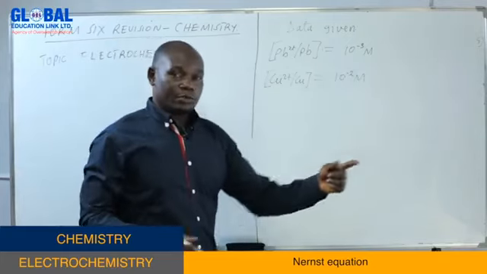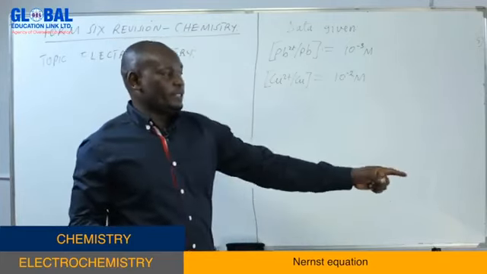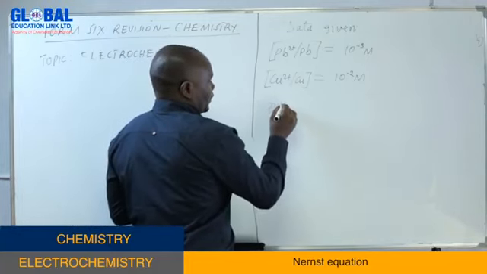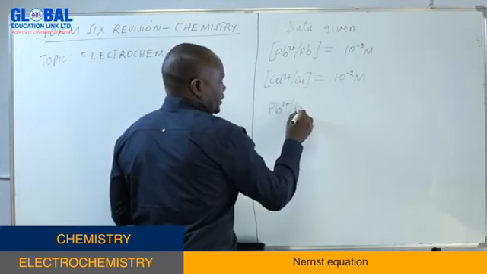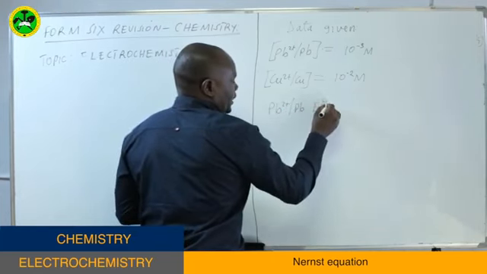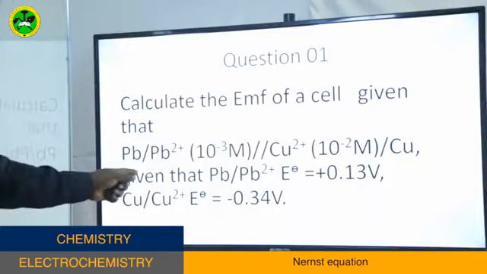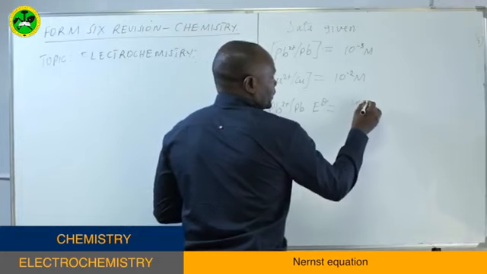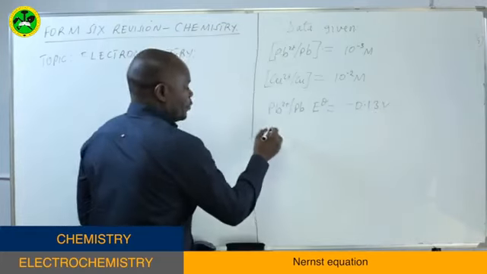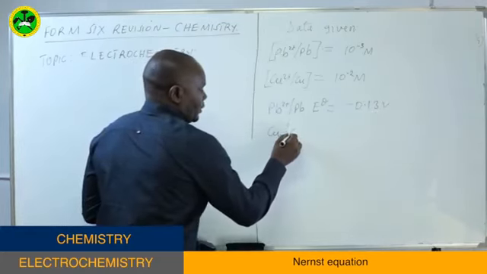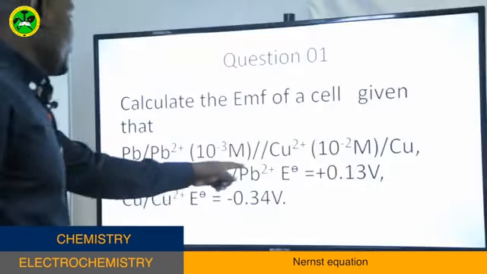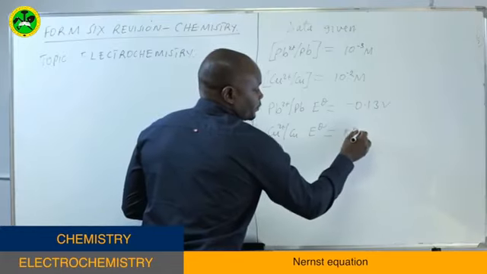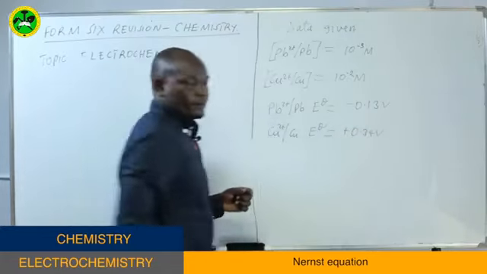But you have the standard electrode potential. Remember, I have said that it should be written in reduction form. So it is lead 2+ reduced to lead. Then the standard electrode potential, we have been given 0.13 positive, so it will now be negative 0.13 volts. And that of copper should also be written in reduced form. Then its standard electrode potential will be positive 0.34 volts.